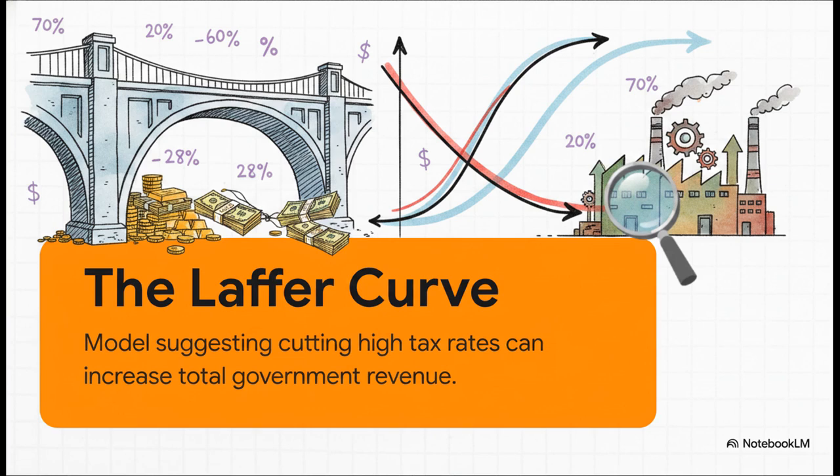You might know it as supply-side economics or Reaganomics. The promise here was to rescue a totally stalled American engine through market freedom. The big idea, the theoretical bridge for all this, was the Laffer curve.